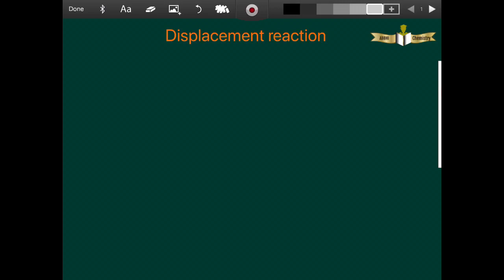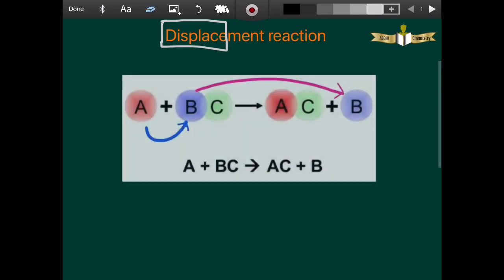Today we are going to discuss displacement reaction. What's a displacement reaction? The word itself suggests displace. You're going to remove it from its original place. We call it displace, and this kind of reaction is called a displacement reaction.